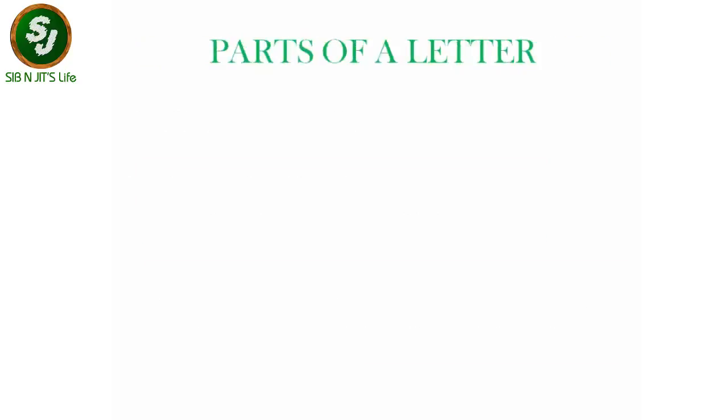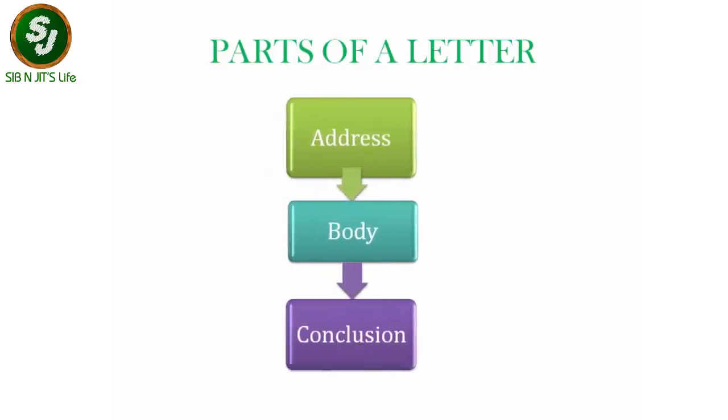Next we come to the parts of a letter. After you have found out the types of letters, formal and informal, next you must know the basic parts of a letter. They are the address, the body and the conclusion. So three basic parts of a letter, that is your address, body and conclusion.